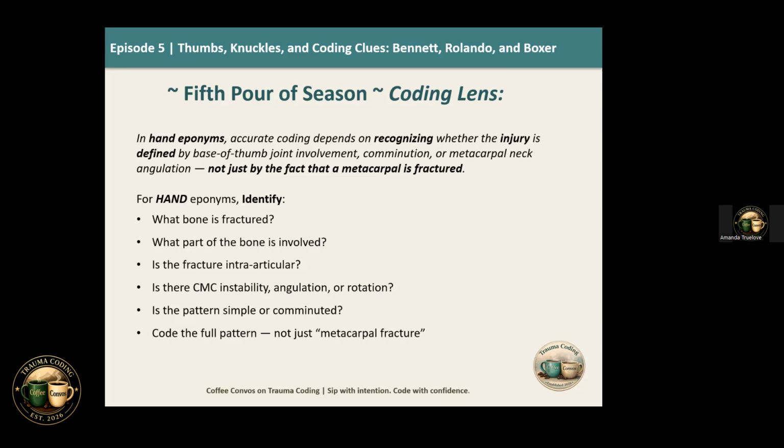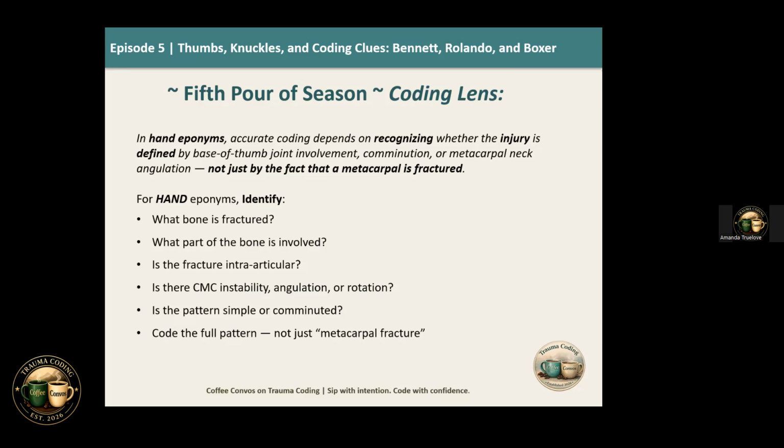So when you hear Bennett, Rolando, or Boxer, your first thought should be, what metacarpal is involved? What part of the bone is fractured? Is there any joint involved? And is this a simple or a more complex fracture pattern? Because the coding mistakes here are often just reducing all of these to a metacarpal fracture or some sort of hand fracture. And that is just not enough.